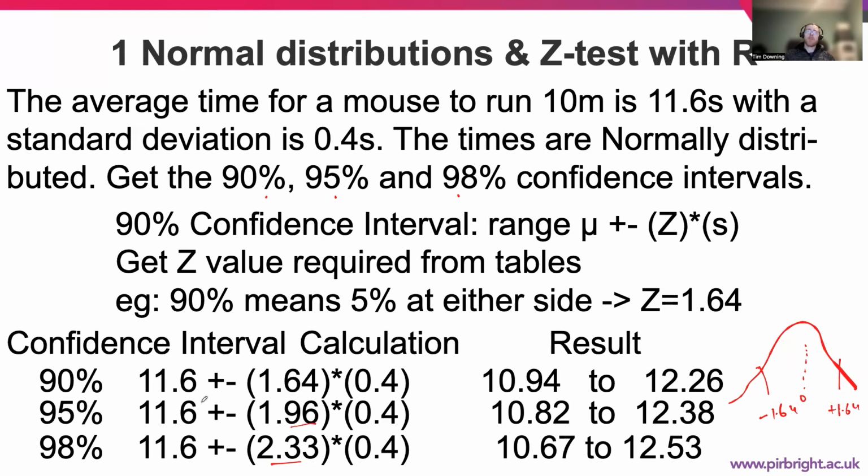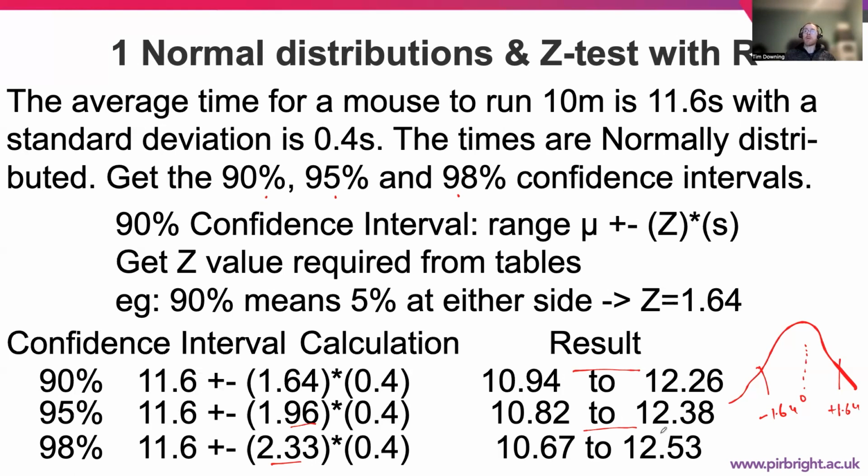So it's the same startup each time, 11.6 plus or minus the Z value multiplied by the standard deviation. And you see then for a 90% confidence interval, we would have values that are more narrow, going from 10.9 to 12.2, whereas for 98%, we get a wider confidence interval going from about 10.7 to 12.5. So our estimate is wider there.